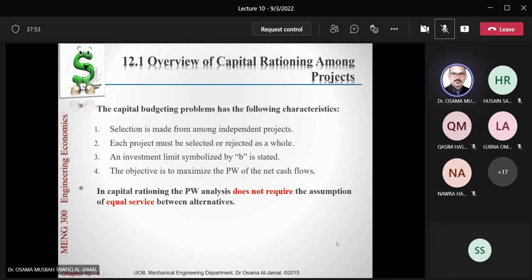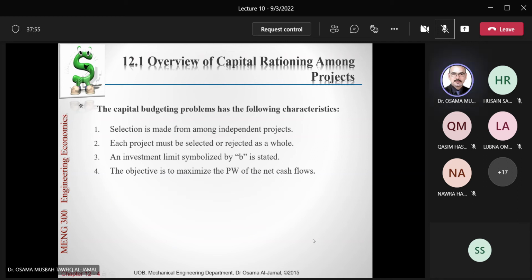Now, let's start. To do the calculation, the capital budgeting problem had the following characteristics. Selection is made among what? Independent projects. Independent projects, meaning projects that have no relation with each other and do not interfere with each other. The cash flow of the first project does not interfere with the second project. We are not going to compete.